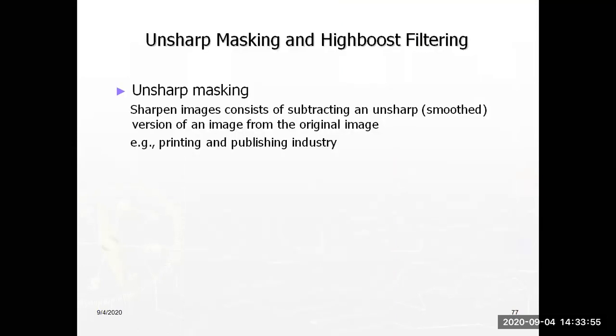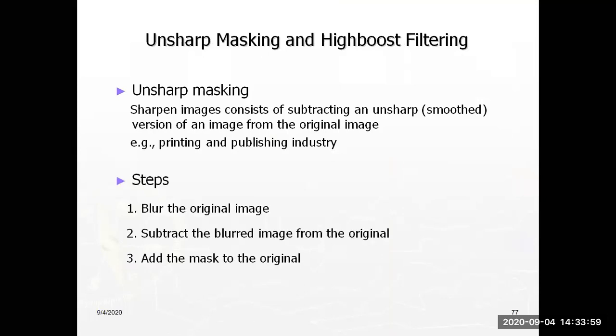Okay. Unsharp masking. Sometimes it is necessary to unsharpen. Sharpened images are generally obtained by subtracting an unsharp image. Generally in the printing and publishing industry, we use this type of feature, unsharp masking. So how do we remove the masking?